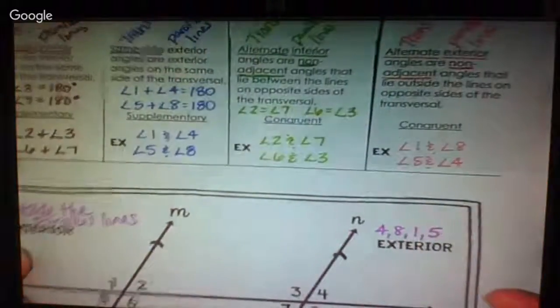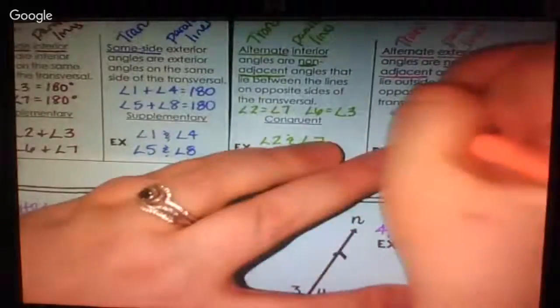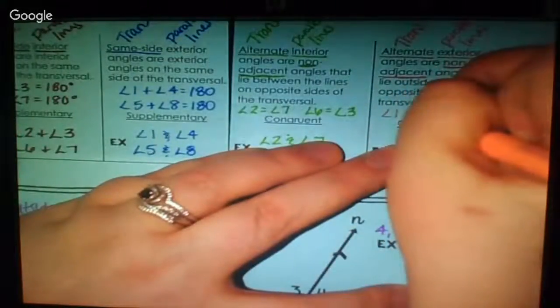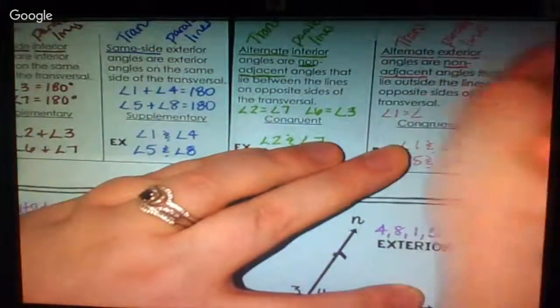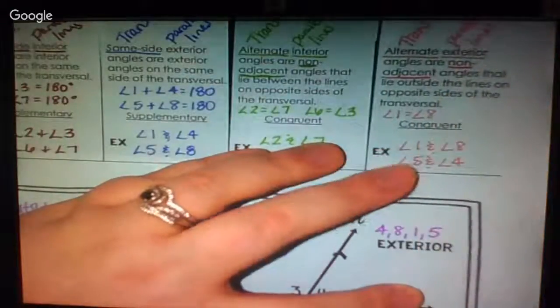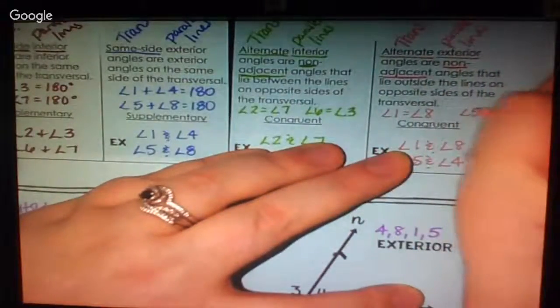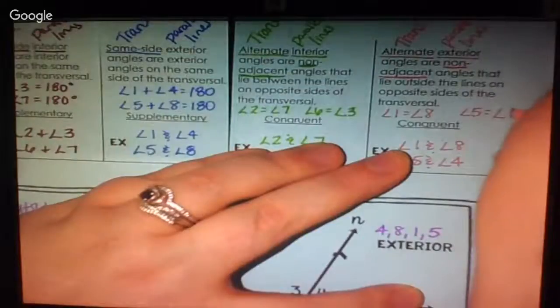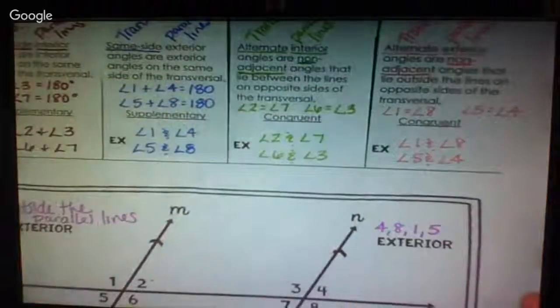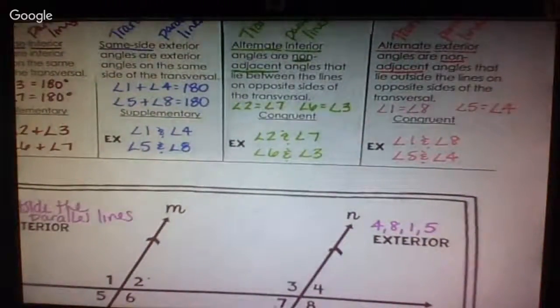These are also congruent. So that means if angle 1 is 1 degree, angle 8 is that same degree. Angle 5 should also equal angle 4. Okay. So now we're just outside the parallel lines instead of inside. And you've got one on top and one on the bottom.